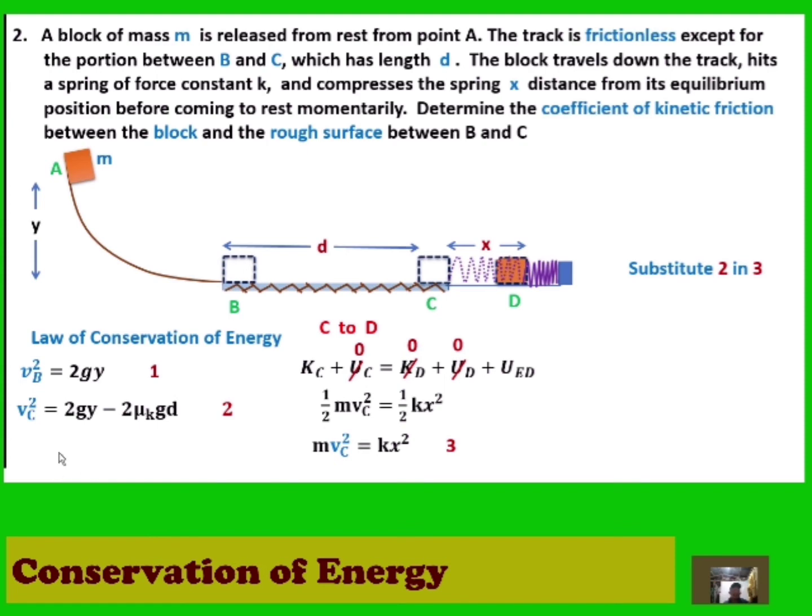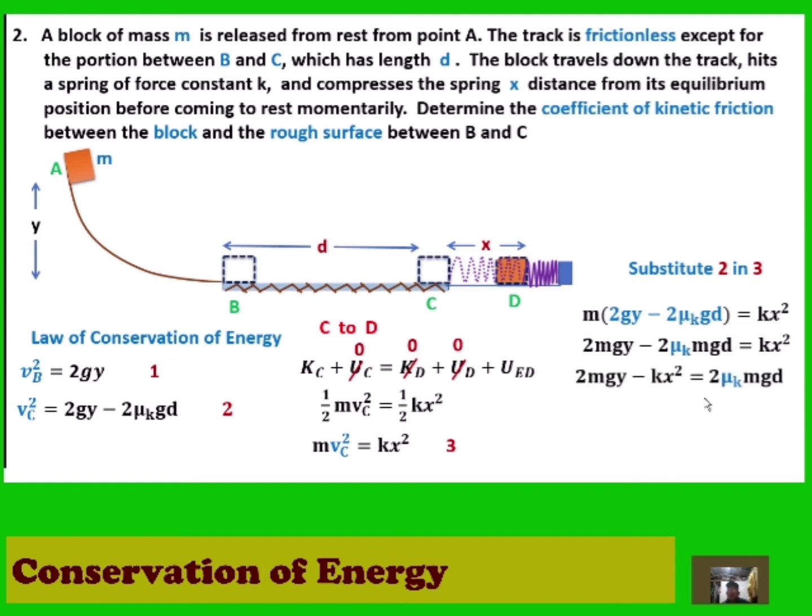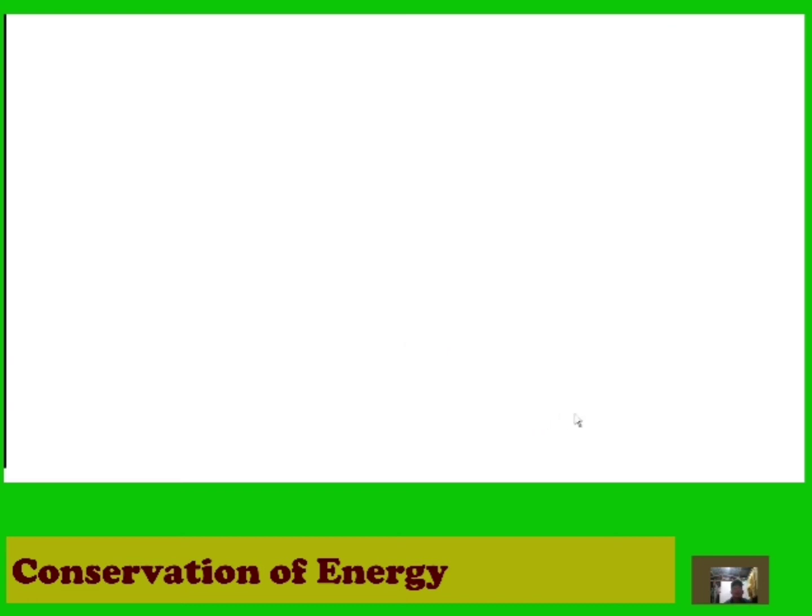Substitute equation 2 in 3. So this is equation 2, this v_C squared. Substitute in equation 3. Then distribute m in each of the terms. Then transfer this term to the left and this negative term to the right. Then solve for mu sub k in this equation. So this is our expression for the coefficient of kinetic friction, which is equal to this left side divided by the coefficient of mu sub k, 2mgd. So this is the expression for the coefficient of kinetic friction.